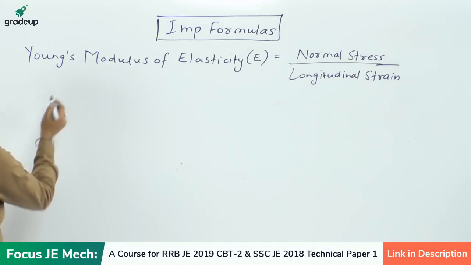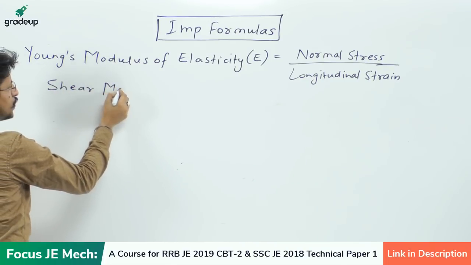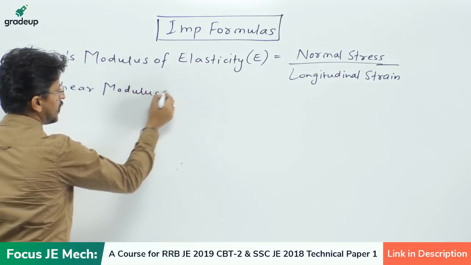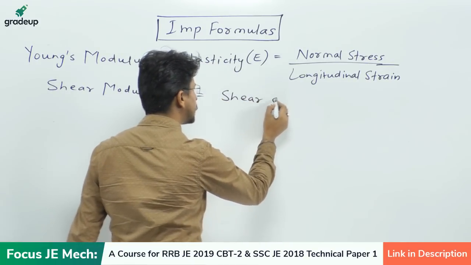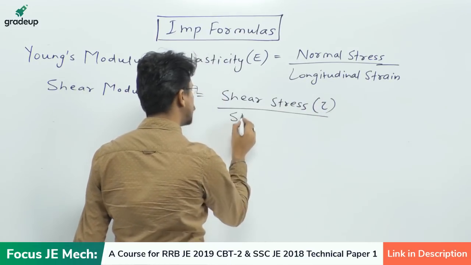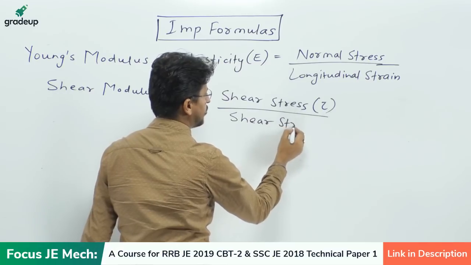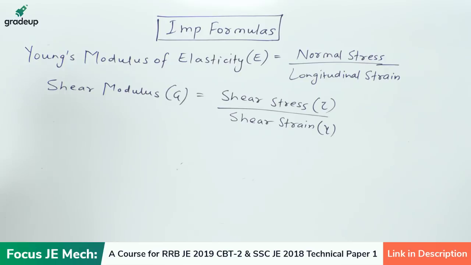Then if we talk about another modulus, that is your shear modulus, given by G. This is equal to shear stress, that is shown by tau, divided by shear strain, that is given by gamma. Clear? Shear modulus, shear stress over shear strain.